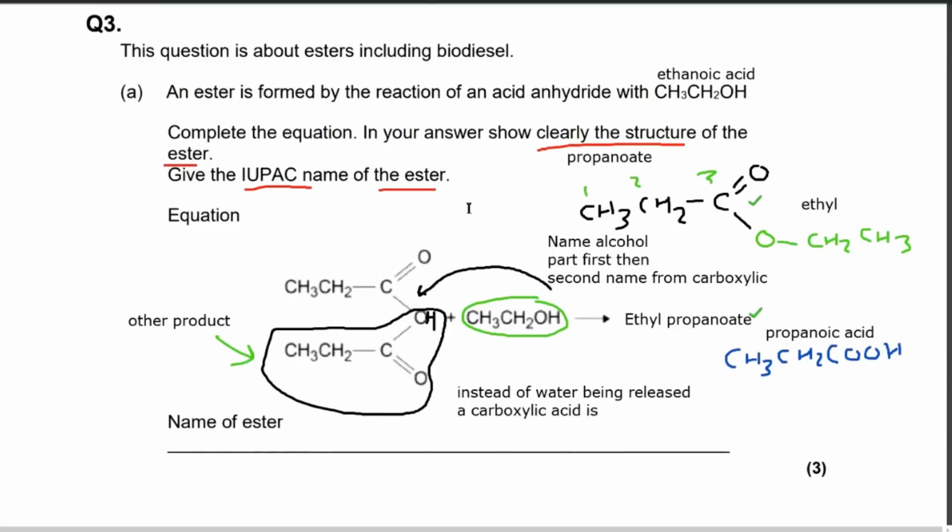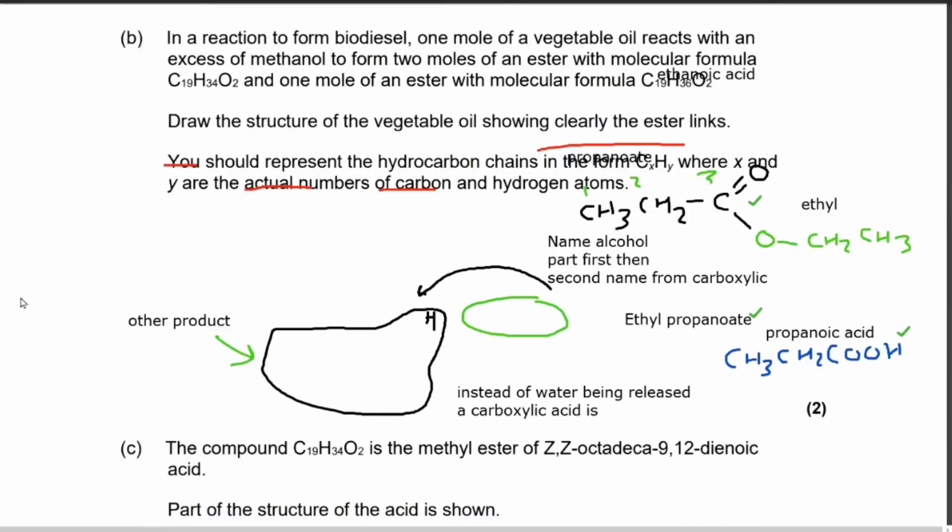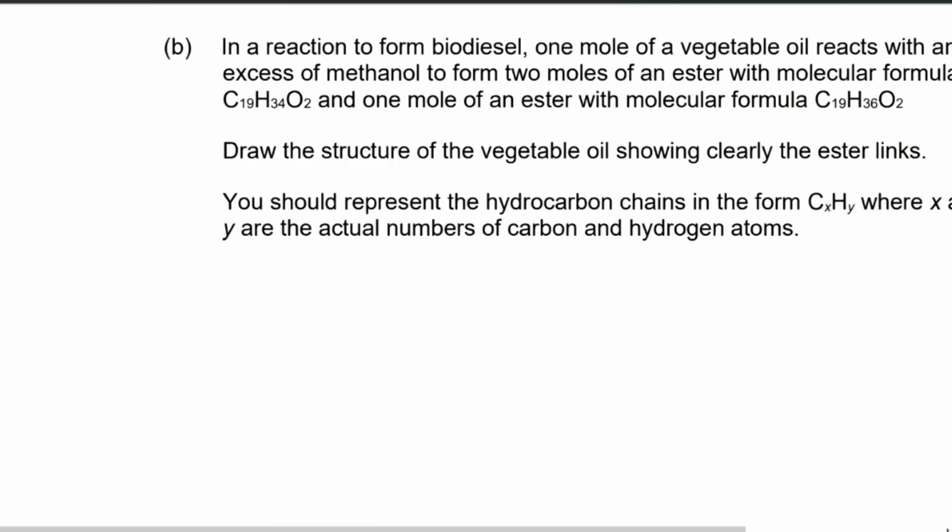They especially wanted the ethyl ethanoate, the ester. We've got our carboxylic acid, and we've named the ester ethyl propanoate. So that's all 3 marks. Well done if you got that right. Remember to pause the video before having a go at these.